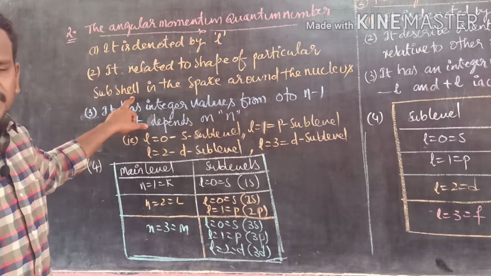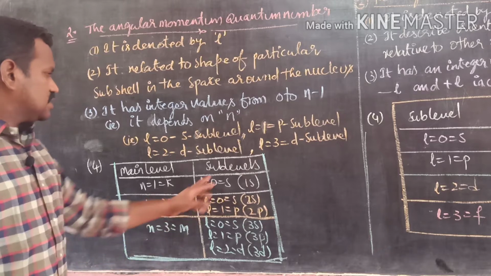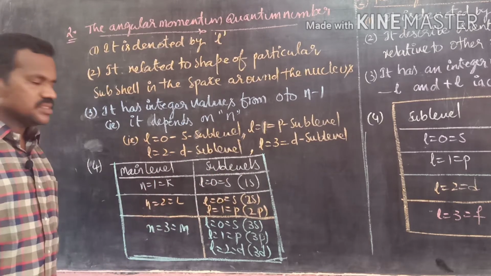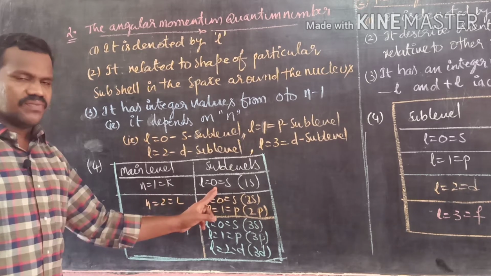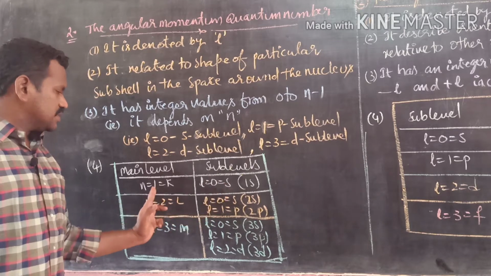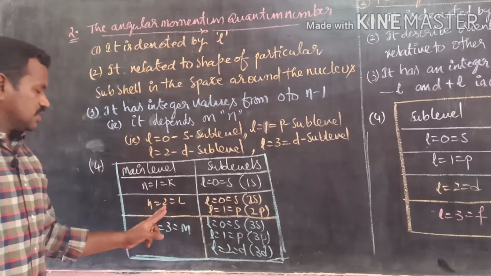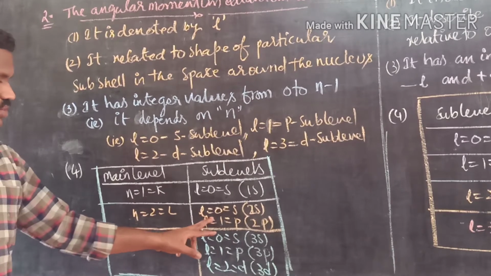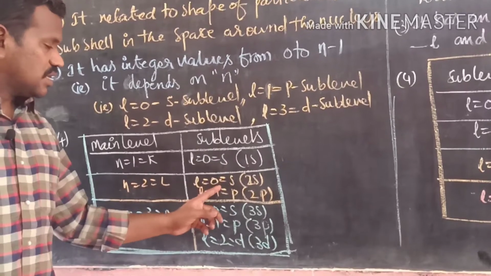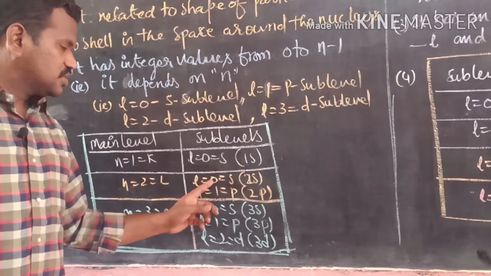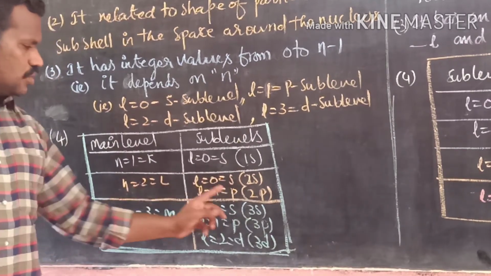Here we are saying it is a subshell. As we already know, subshells depend on the main levels; sublevels are present in the main levels. Consider main level 1, the K level. It has only one sublevel, that is s, represented as 1s. The main level 2 has two sublevels as per the quantum mechanical model. They are s and p, with l values 0 and 1, represented as 2s and 2p.